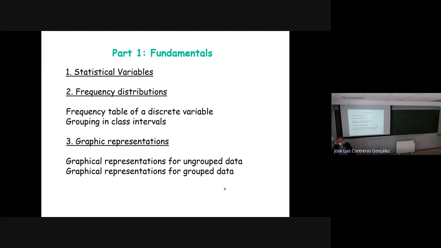So the class is divided in 2 parts. And this is the syllabus for the first part. First we see what statistical variables are, then we'll speak about frequency distributions and how to build frequency tables, both for ungrouped and grouped data, and then we'll say 2 words about graphic representation. I think many of you may have seen this already in high school, but others have not. So I am forced to do this to try to level up the curve.